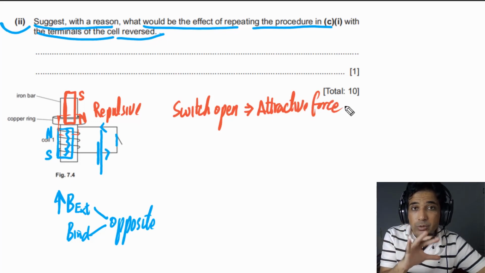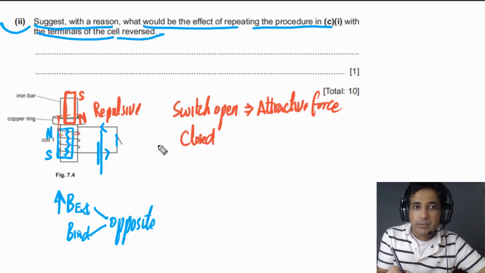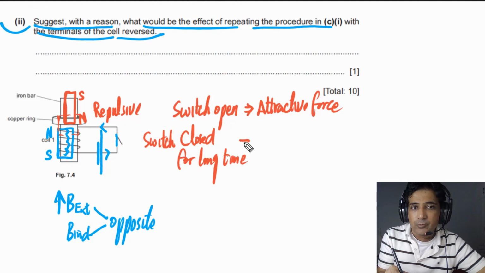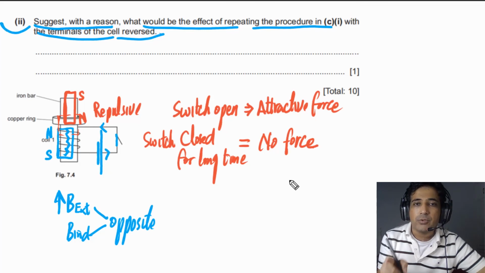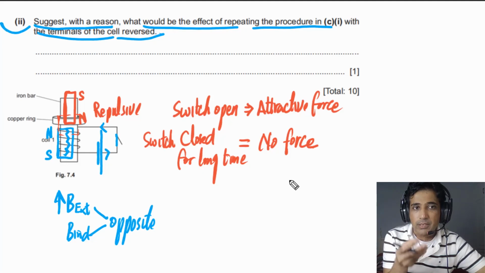They can also ask you in the exam, if this switch is closed for a long time, is there any force on the ring or not? So we can say closed for a long time. If the switch is closed for a long time, then what will happen? Is there any force on the ring or not? No force, because there is no change in magnetic flux, so there will be no force, so the ring will just stay there. So these things you need to understand about this type of question. I hope this is clear to you.